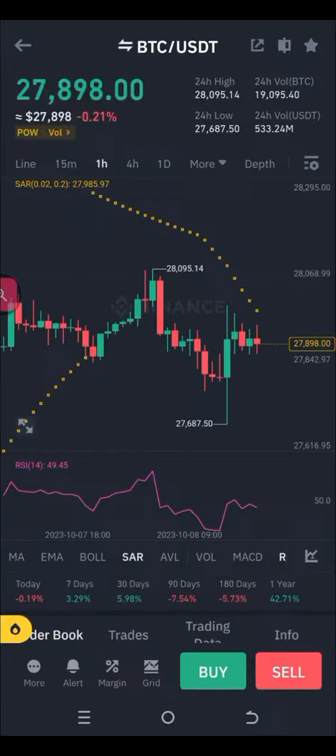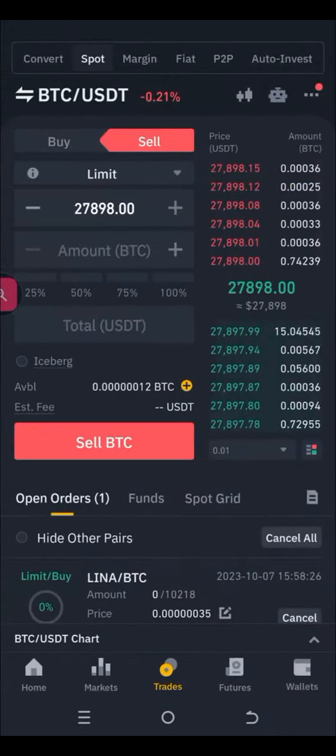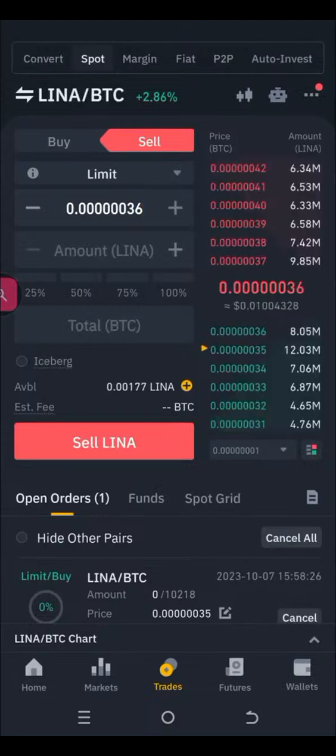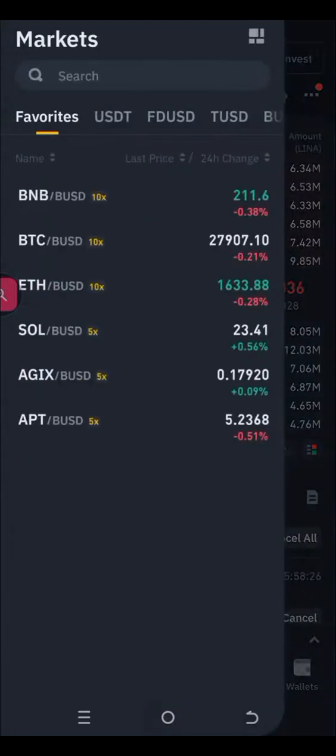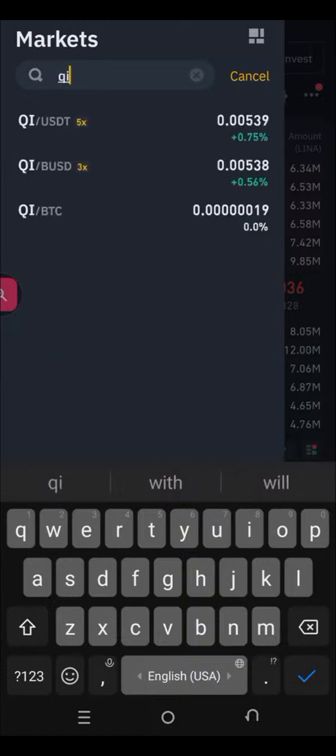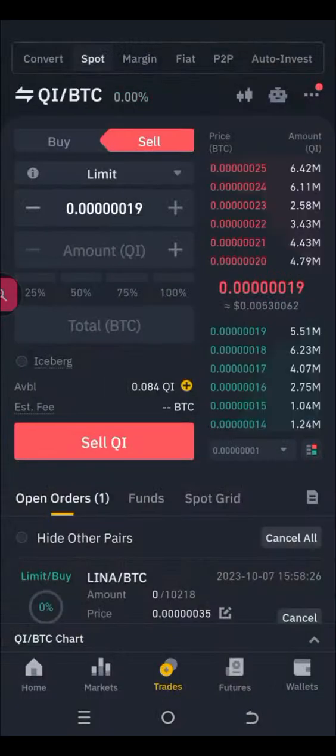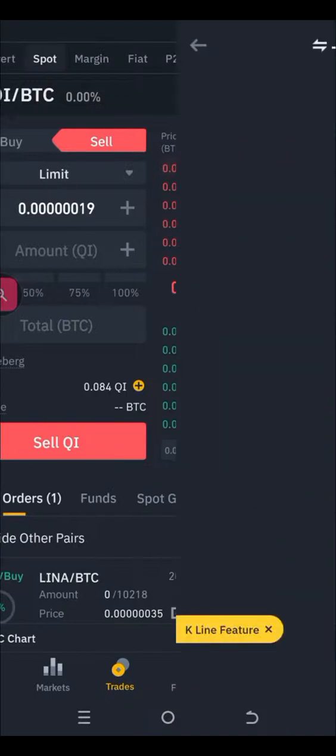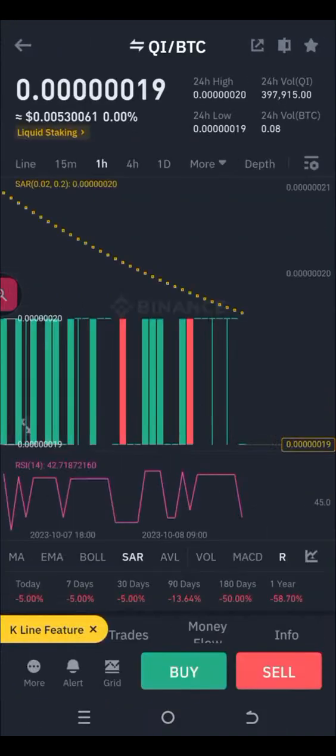So what we just have to do is look for another opportunity that will give us an opportunity to quickly buy and quickly sell. Well, I thought of doing QI BTC, so let's check on QI. QI BTC looks like it's on the low. Let me check the chart whether the next move is for it to go down lower. It might be and it might not be, but it's currently on the downtrend.